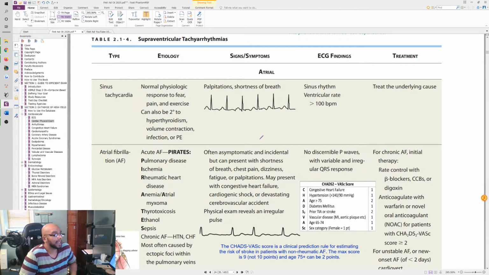So now we have sinus tachycardia, an increased heart rate, right? So normal physiologic response to fear, pain, and exercise can also be secondary to hyperthyroidism, volume contraction, infection, or a pulmonary embolism. And you basically note a heart rate over 100.